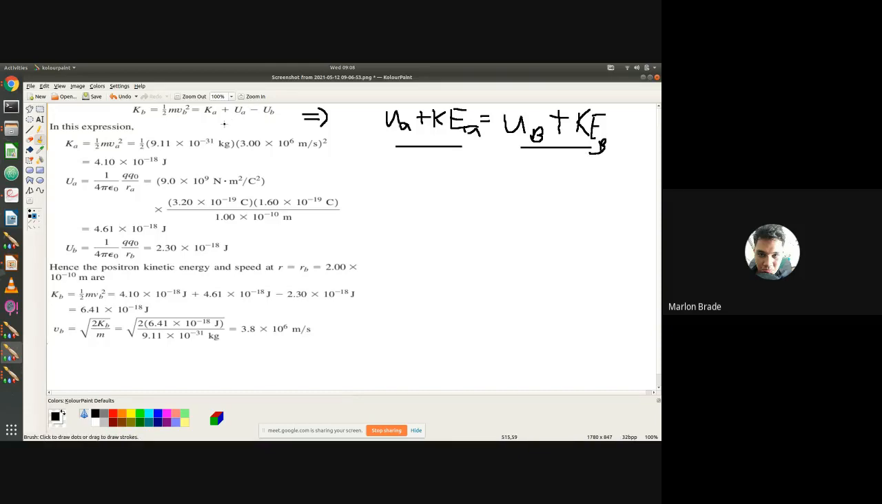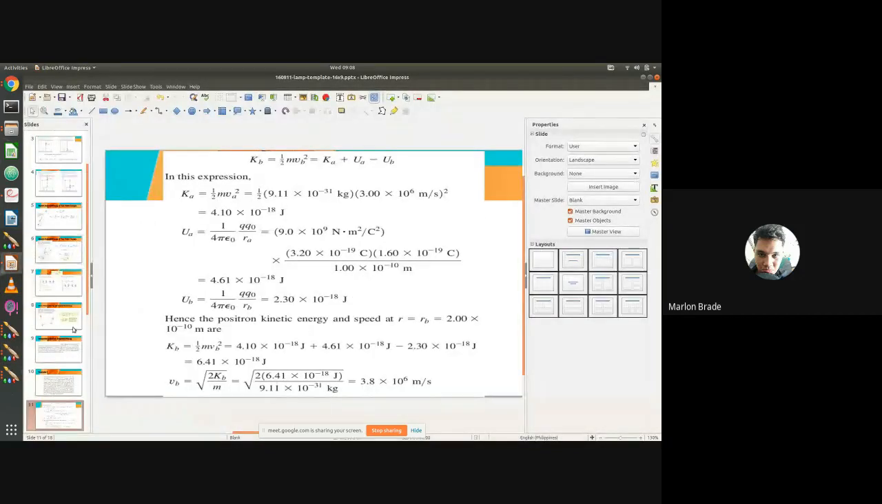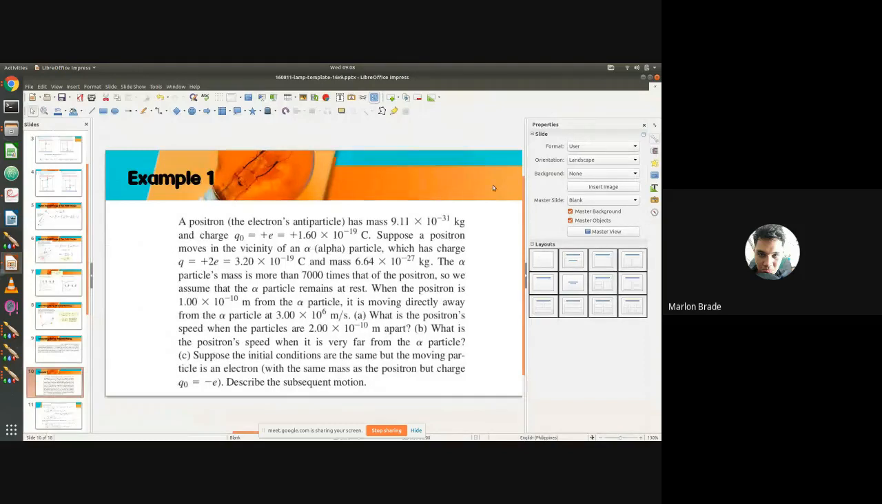So the question is, K_A is given, right? We know K_A from the given. What is given? The mass of the positron is given, and the charge of the electron is also given. The charge of the positron is the negative of the charge of the electron. The charge of the alpha particle is also given.